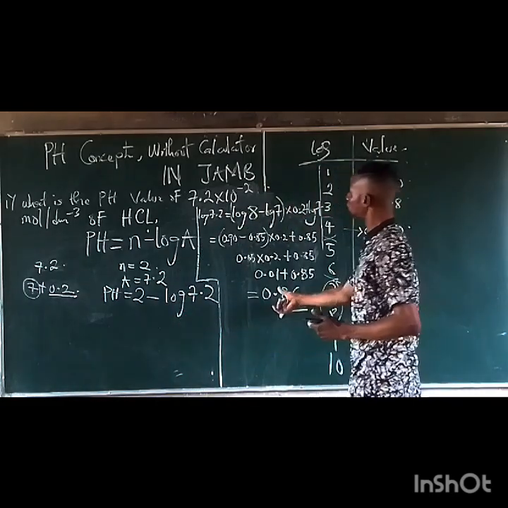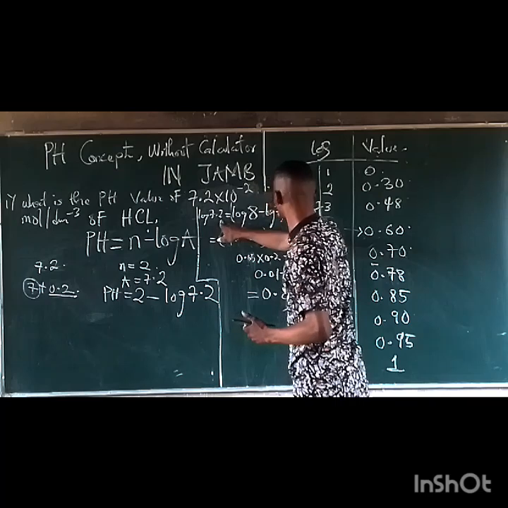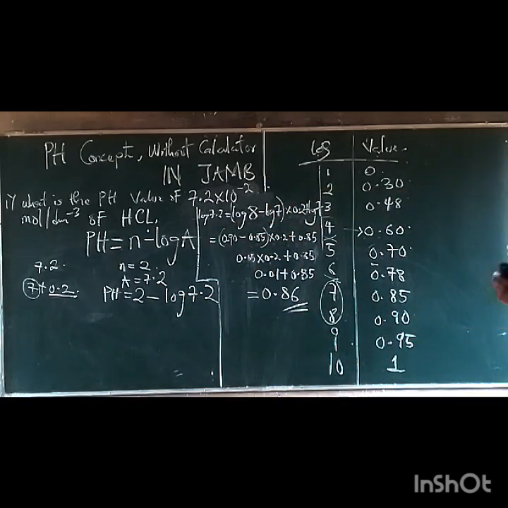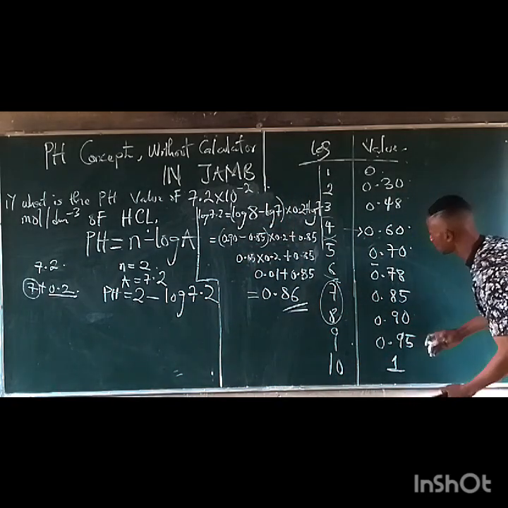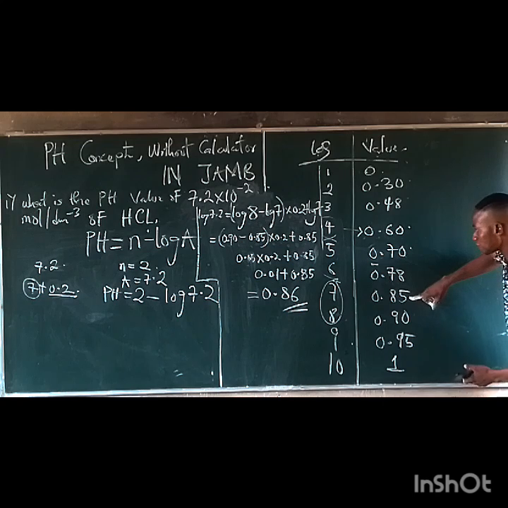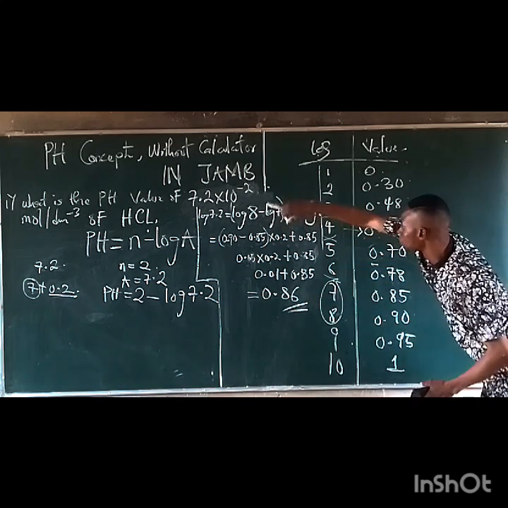That is the logarithm of 7.2. And now let's check it. You see that it's very, very correct. Look at it very well. This is 0.85, and what we get as 7.2 is what?